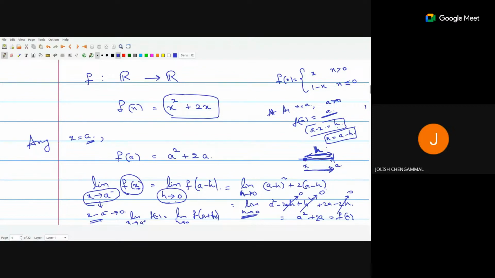If it is not a square plus 2a, the result we are getting is something else, maybe a plus 2a. What that represents is that there is a gap in the function at that particular point. So it says that if I am coming from the left side, I am getting a different value, and if I am coming from the right side, I am getting a different value. That means they are not converging to one single point. They are converging to two different points at the same place. So that implies there is a gap in the function.